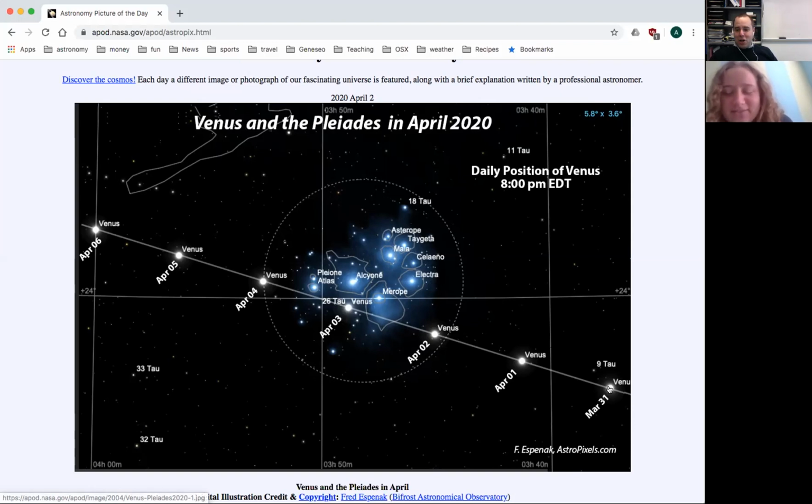This astronomy picture today shows the path of Venus over the next few days. Today's April 2nd and April 3rd. Tomorrow night, it's going to be right in the middle of the Pleiades. Venus is the brightest thing in the sky now other than the moon at night, so you can't really miss it. And if you go out tonight or tomorrow or the night after that, it's going to be basically right in the Pleiades. So go check it out.